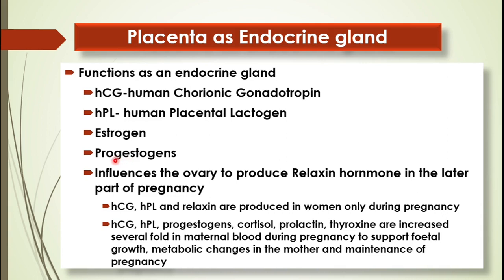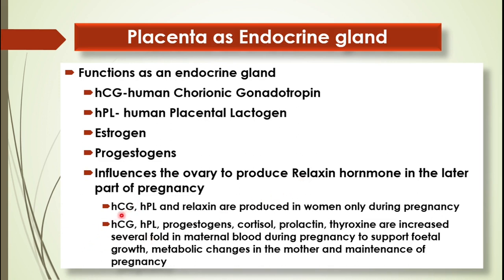This is the third hormone. The fourth hormone: the placenta influences the ovary, and the ovary in turn produces a hormone called relaxin. This relaxin is produced towards the latter part of the pregnancy, and it is very much required for relaxing or softening the pubic symphysis. I'm sure you would recollect what the pubic symphysis is. It is a slightly movable joint found in the pelvic girdle, and it starts getting softened. The purpose of relaxin is to soften the pubic symphysis, making it ready for parturition or childbirth.